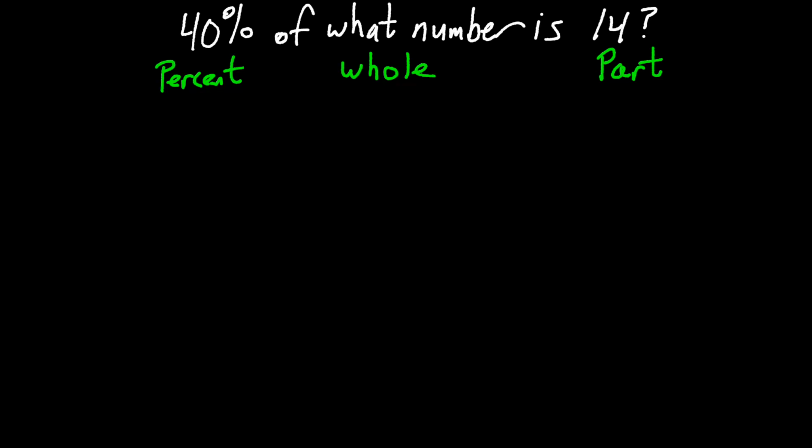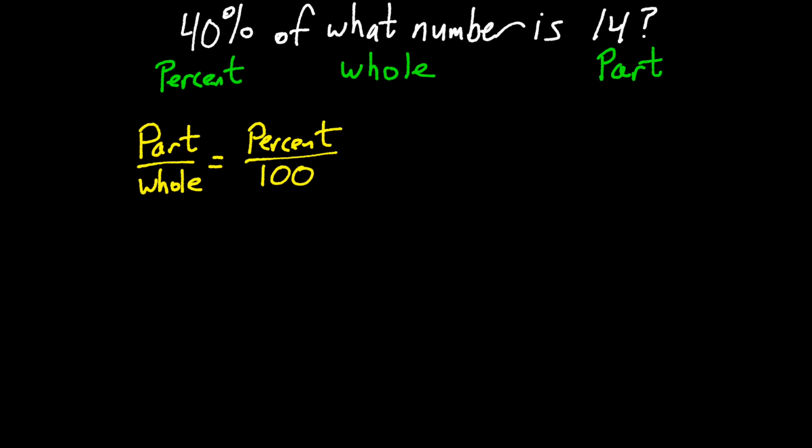Now, remember our setup. Part over whole equals percent over 100. Hopefully by the end of this video we have that set up down. And now fill in what we know. I know the percent is 40, so I will have 40 over 100. I don't know the whole number, so my denominator on the left side is unknown. I'm going to call it W. But I do know my part, which is 14, so that will go up top.